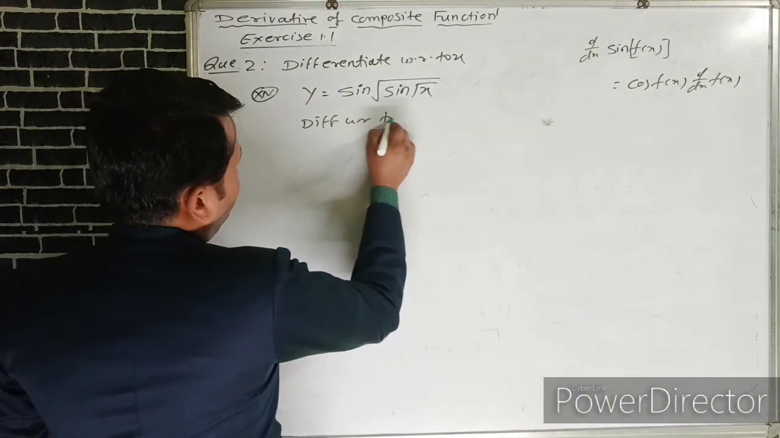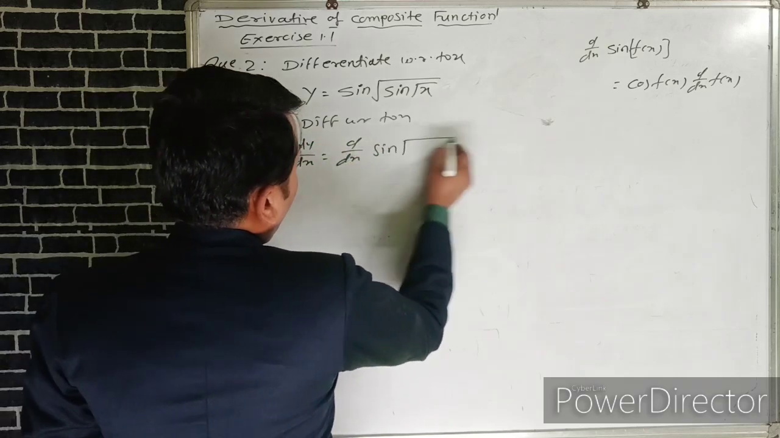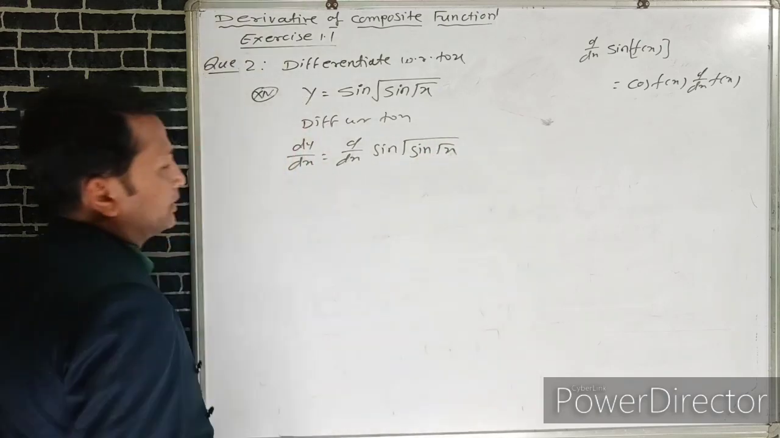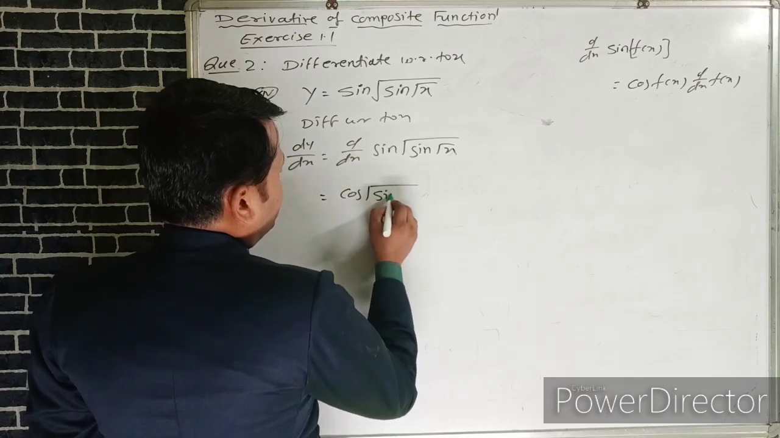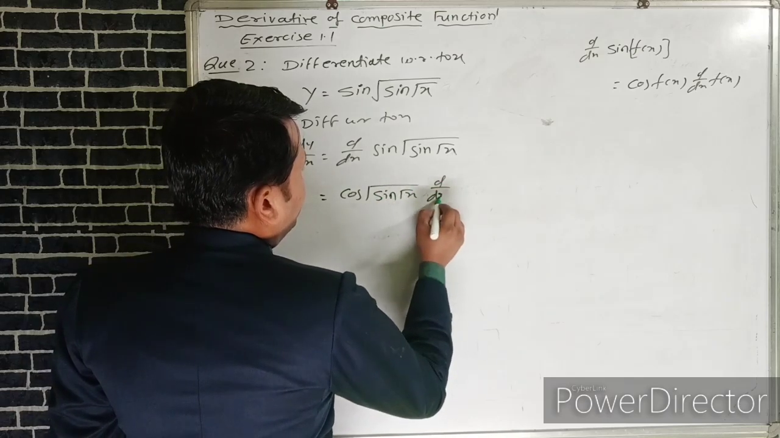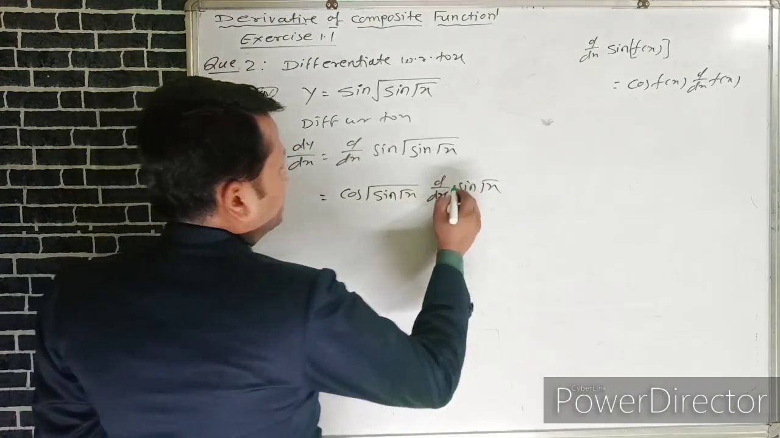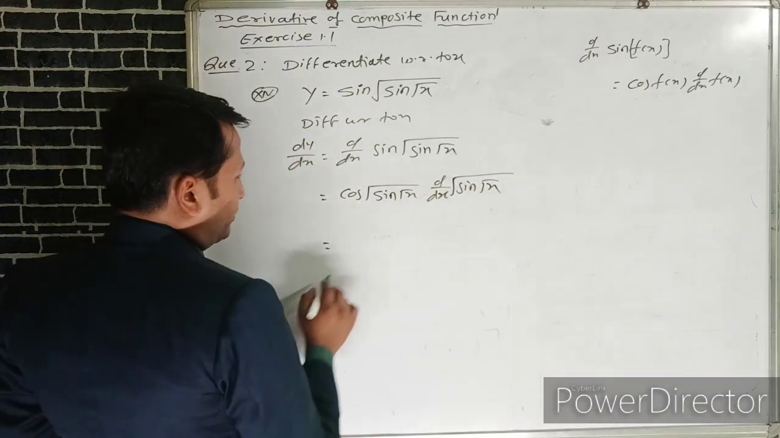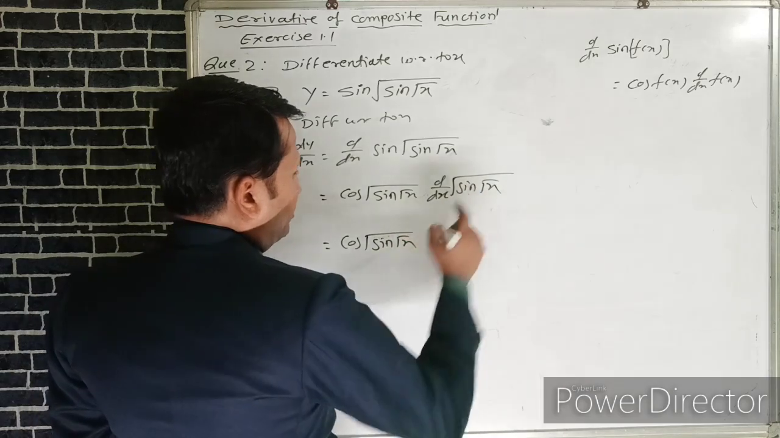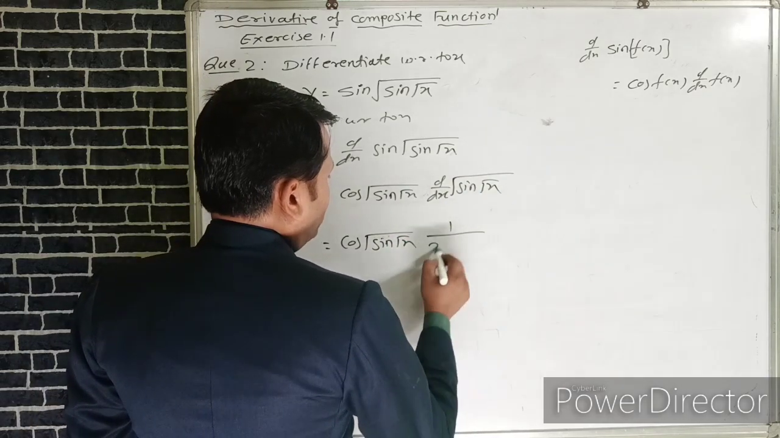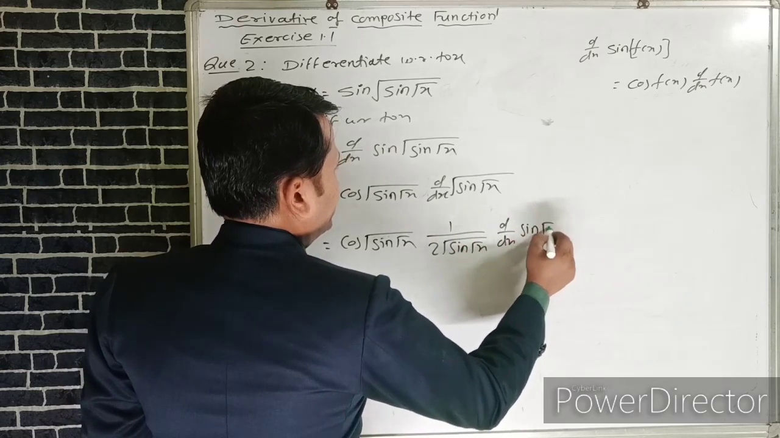Now after differentiating with respect to x, dy upon dx, we can take a derivative of sine of under root of sine of root x. The derivative of sine is cos, hence we can write it again, so cos of sine of root x, and we take again a derivative of sine root x. We know that the derivative of root x is 1 upon 2 root x. Cos of under root of sine of root x as it is. The derivative of under root sine of root x is 1 upon 2 under root of sine of root x into again a derivative of sine root x.